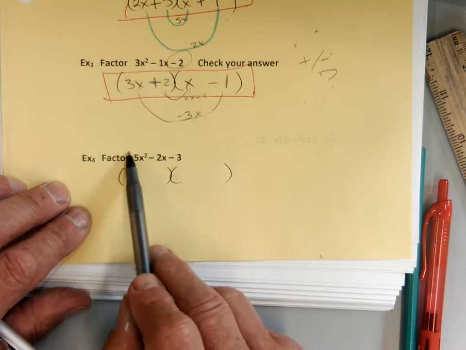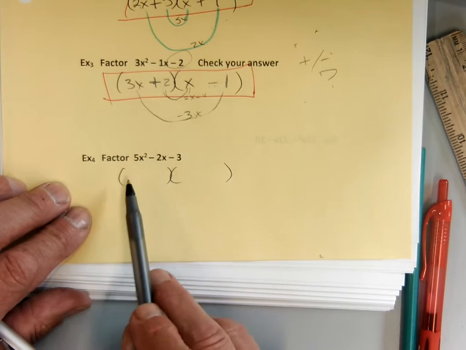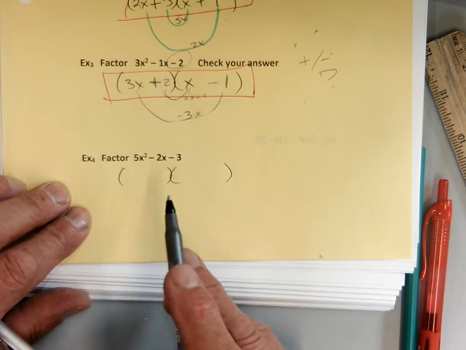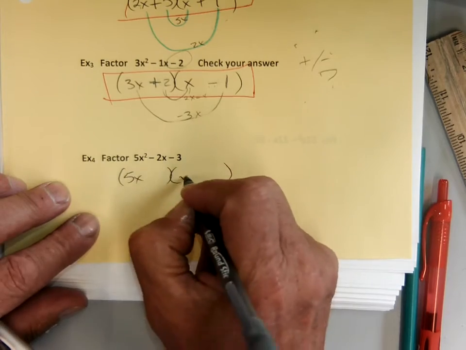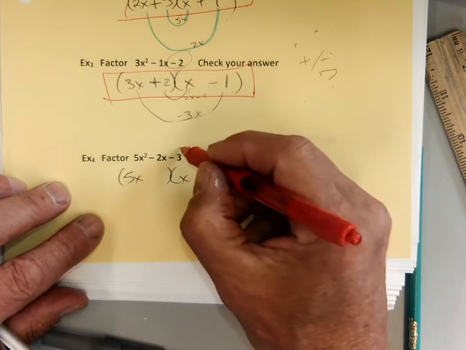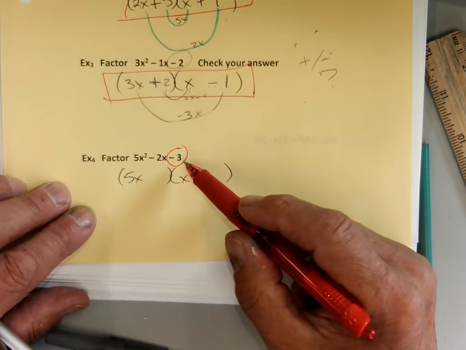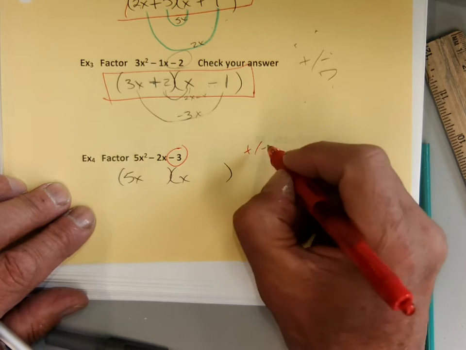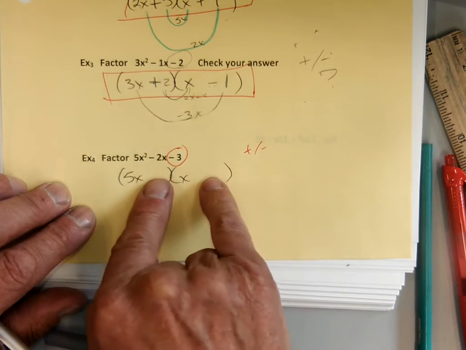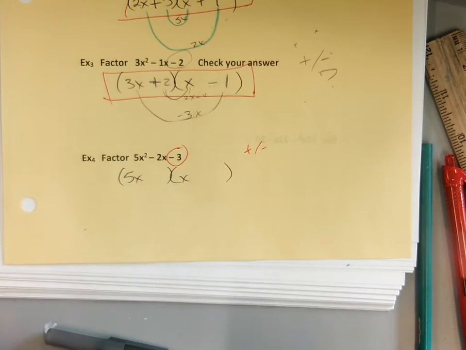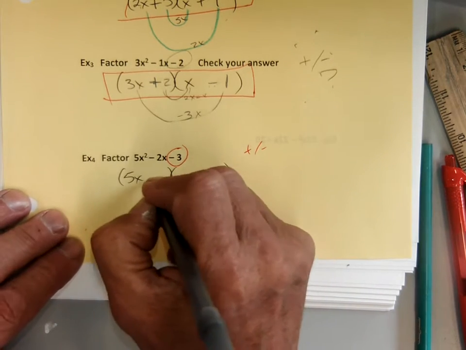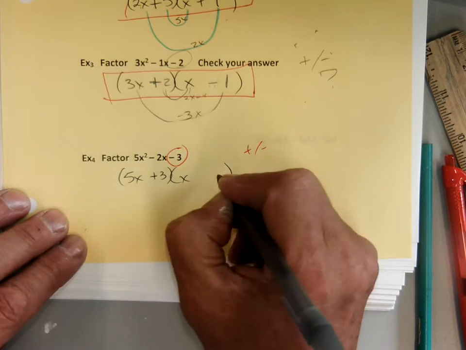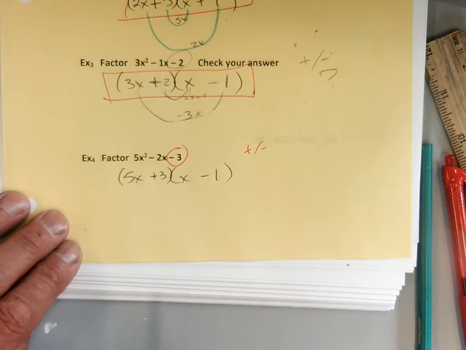Okay, again. What times what makes 5x squared? 5x and an x. What times what makes a negative 3? Now, it's going to be a positive and a negative, right? We've got to do a positive 3, negative 1, okay? Now, Molly sees it all right. Ready? So, you said positive 3, negative 1. Good job, Molly. So Molly guessed correctly right off.